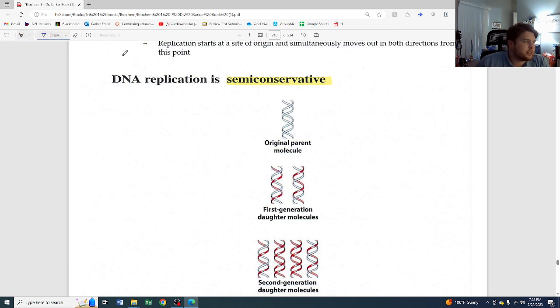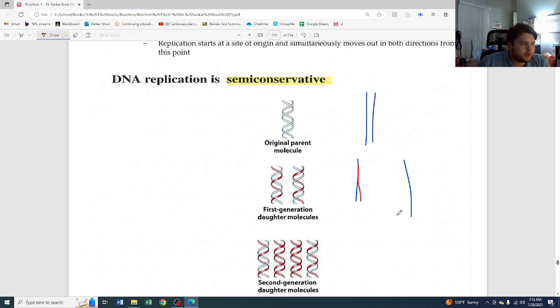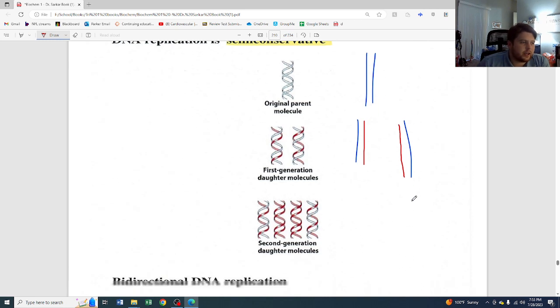So these two strands are originals. They're going to separate and get copied, or rather, have a complementary strand built for each of them. And now we have two sequences of that DNA.